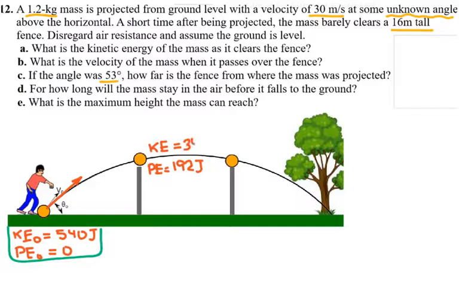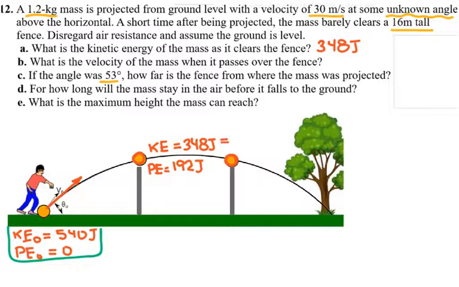348 joules. They don't tell me if it's the fence on the way up or on the way down, and they don't tell you that it is the maximum position of the ball. So it could be on the way up or on the way down. So this potential and kinetic energy is the same no matter whether the ball is on the way up or on the way down. Then I can calculate the kinetic energy as it clears the fence: 348 joules. And then what is the velocity of the mass when it passes over the fence?